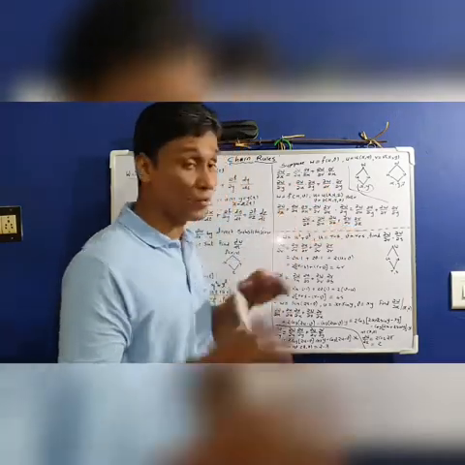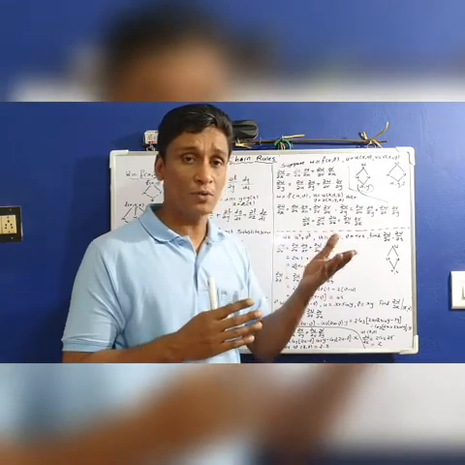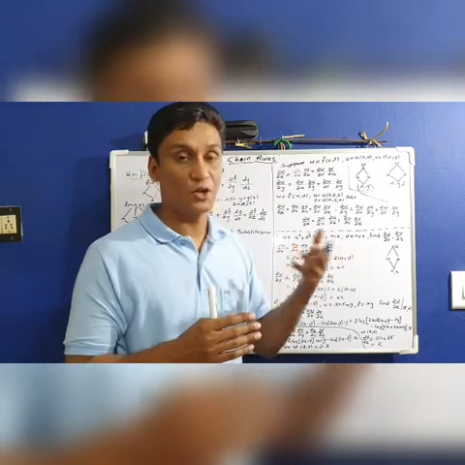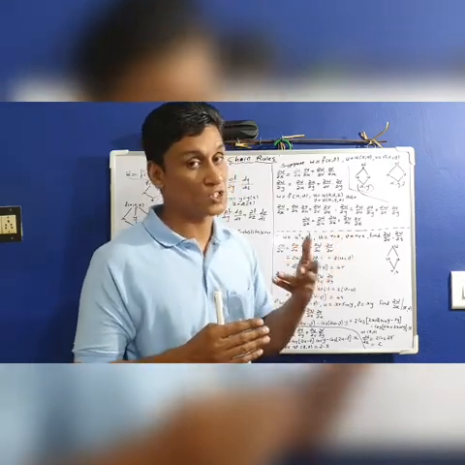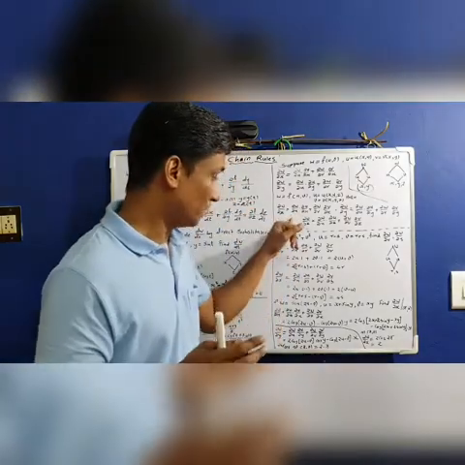So we will have to find three partial derivatives: ∂w/∂x, the differential of w with respect to x; ∂w/∂y, the differential of w with respect to y; and ∂w/∂z, the differential of w with respect to z, because w is a function of x, y and z. This is the formula.